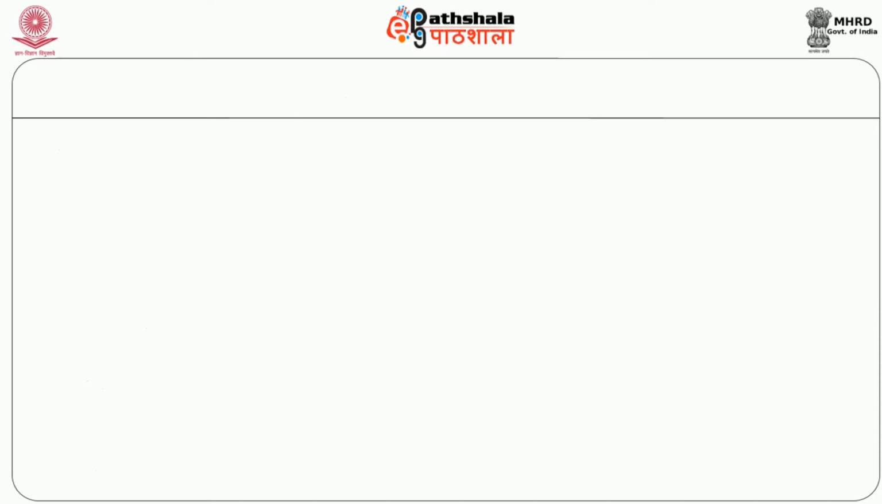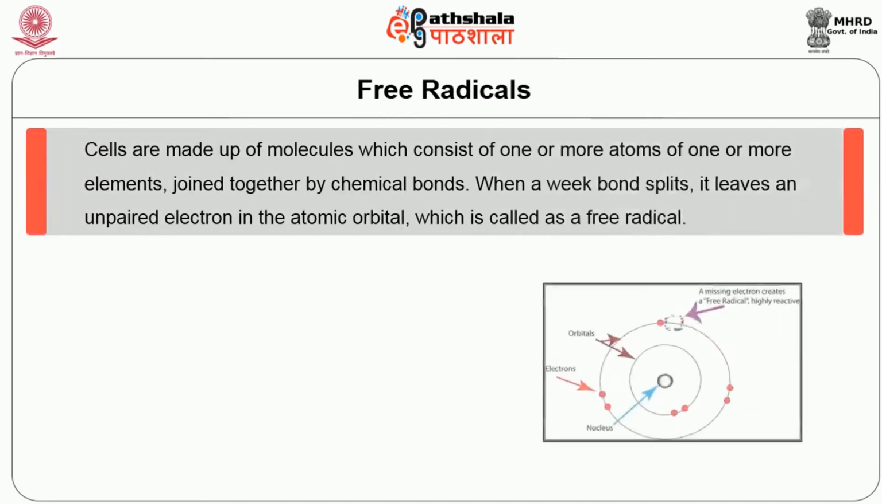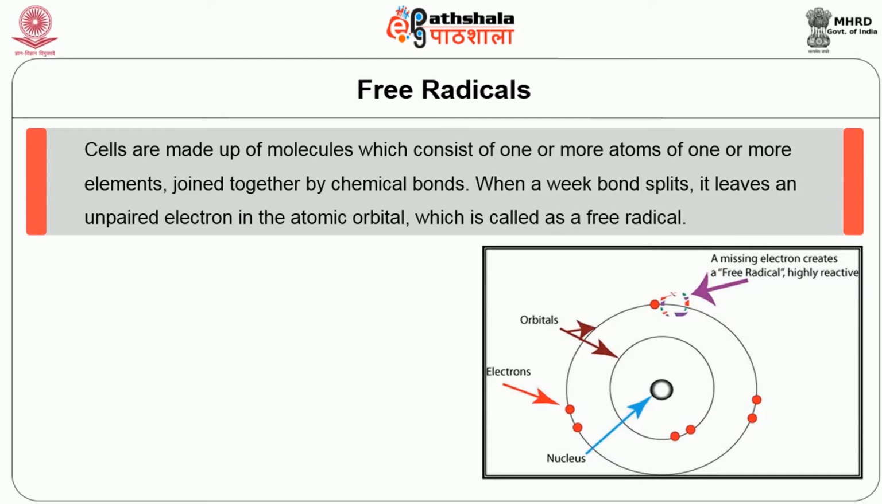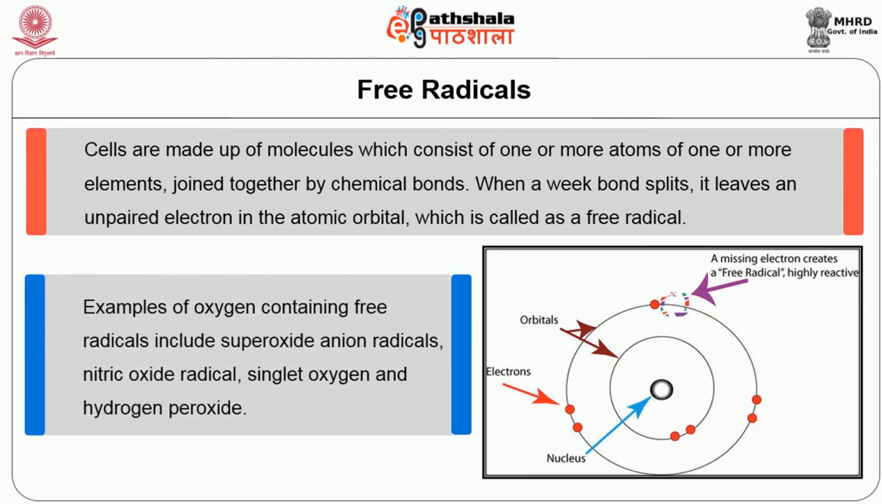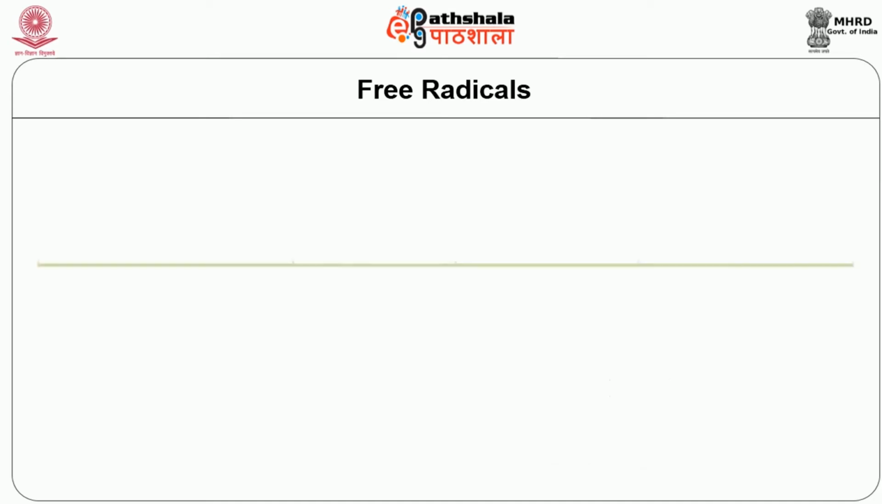Before seeing in detail about the antioxidants, we will first know about what free radicals are. As you are aware, cells are made up of molecules which consist of one or more atoms of one or more elements joined together by chemical bonds. When a weak bond splits, it leaves an unpaired electron in the atomic orbital, which is called as free radical. Examples of oxygen containing free radicals include superoxide anion radicals, nitric oxide radical, singlet oxygen and hydrogen peroxide.